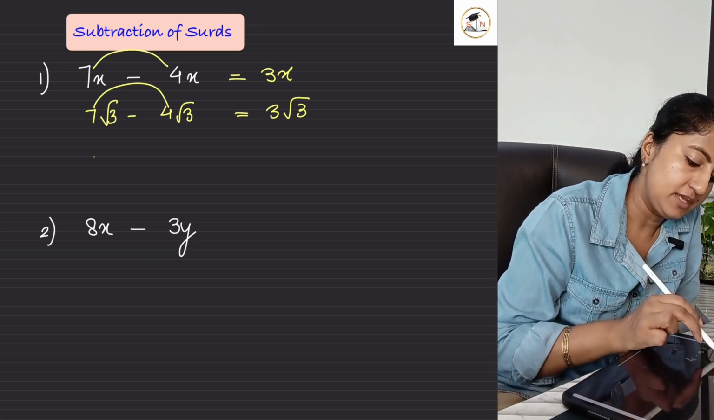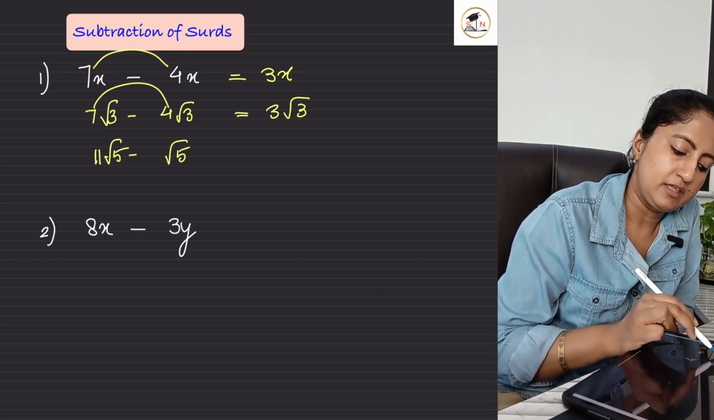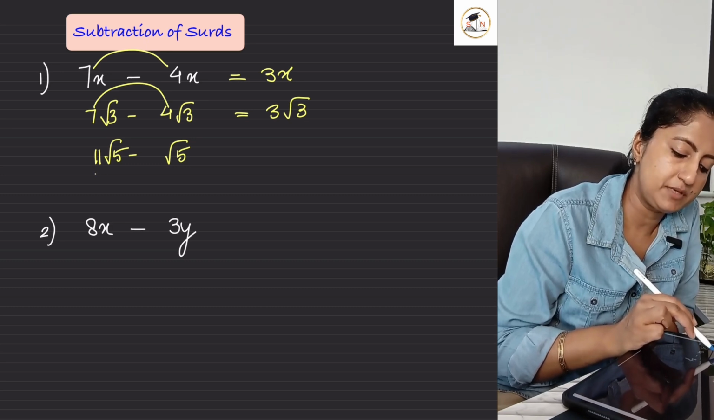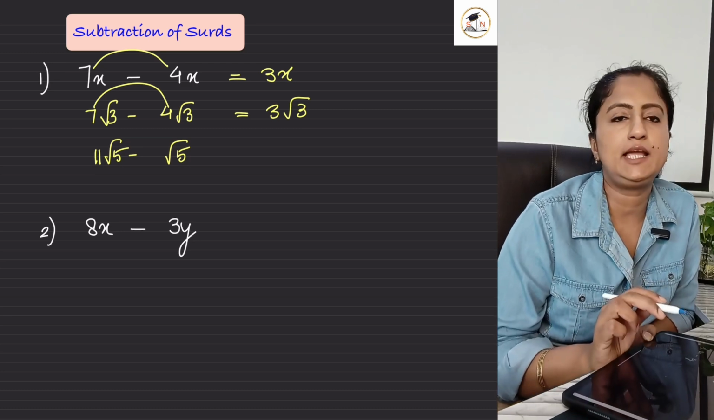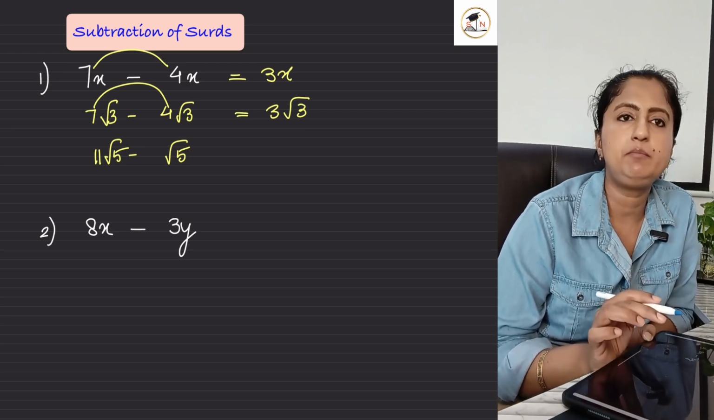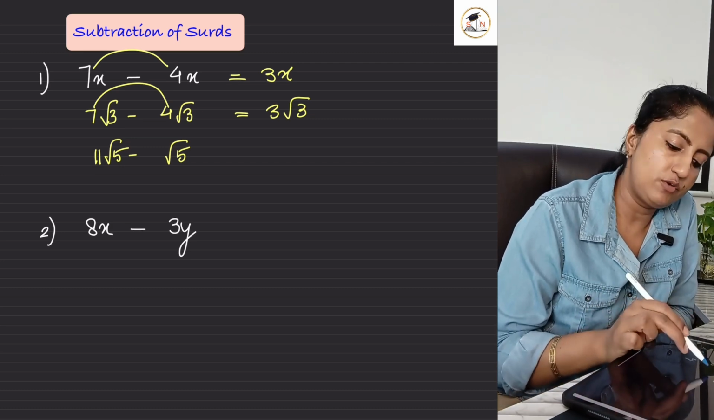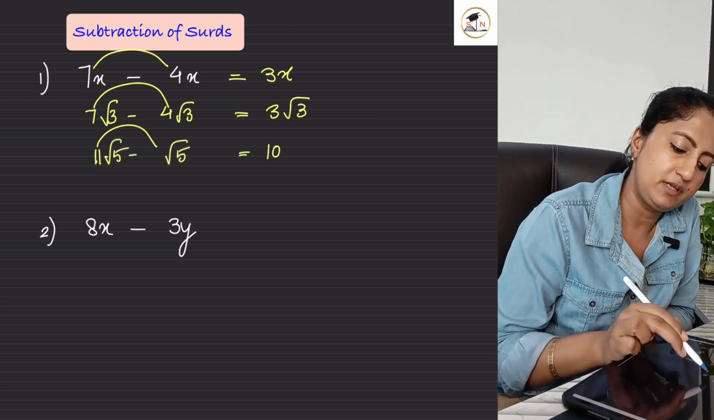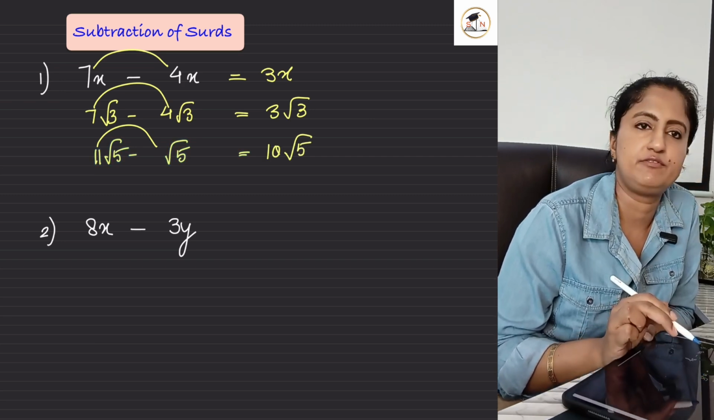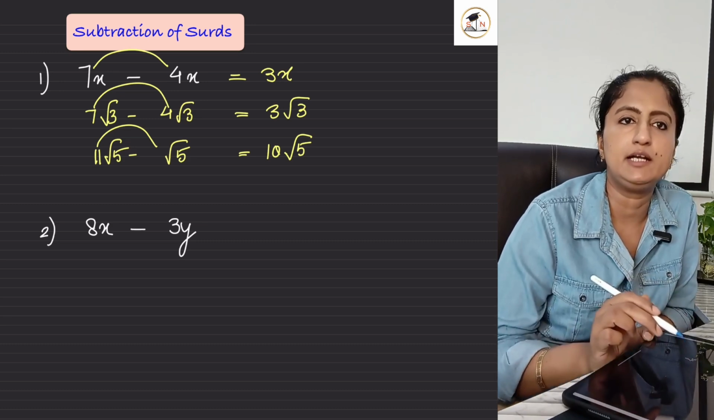Let's take another one. If we have 11 root 5 minus root 5, the first rational number is 11. The second rational number is 1. When you do not see any number before the root, it means it is accompanied by 1 as a rational number. So what we do over here is subtract 11 minus 1 and this comes out to be 10 root 5. So subtraction is also pretty easy, the way we had addition.